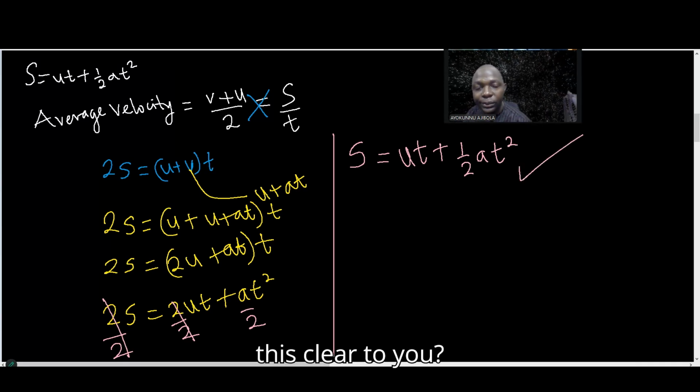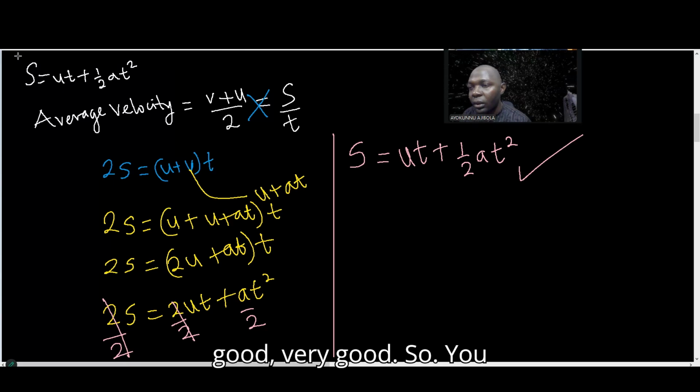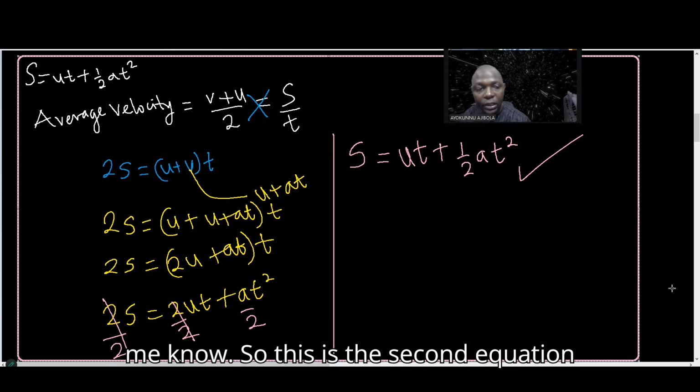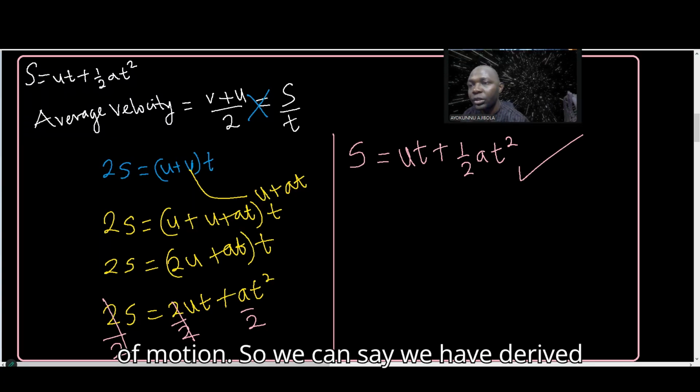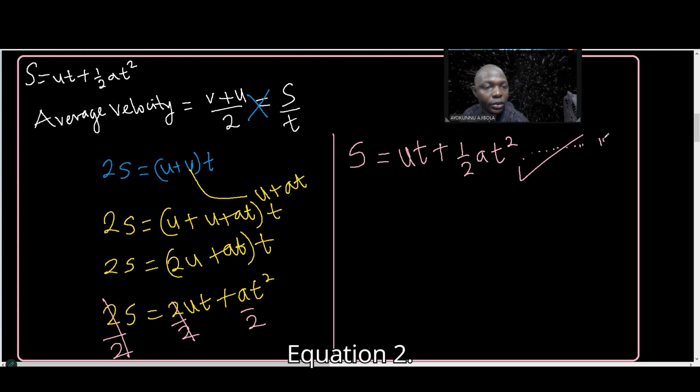Is this clear to you? Do you understand it? Okay, very good. So you can put it down. Once you finish, you let me know. So this is the second equation of motion. We can say we have derived the second equation of motion, equation 2.